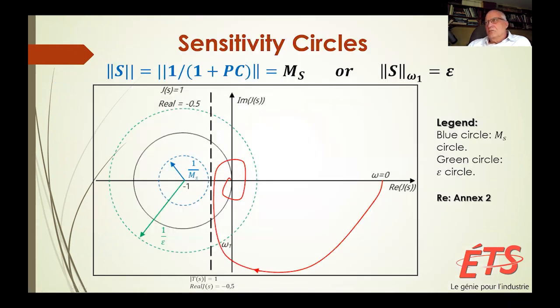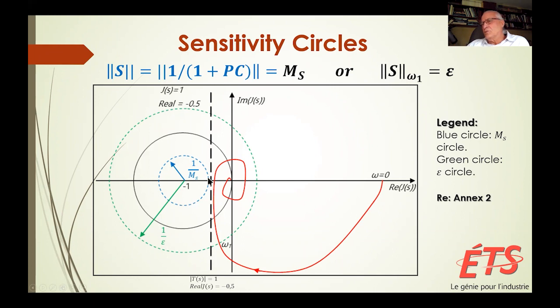So I'm going to take something very simple. What would be the ideal Nyquist? It should be something which respects the fact that the sensitivity is smaller than epsilon at low frequency. What are low frequencies? High gain. Low frequencies, I'm outside this circle. This is called the sensitivity circle, because if you take the, let's say, G of S, 1 plus G of S, and 1 over this, smaller than epsilon, you simply have to be outside the green circle at low frequencies and outside the blue circle at all frequencies.